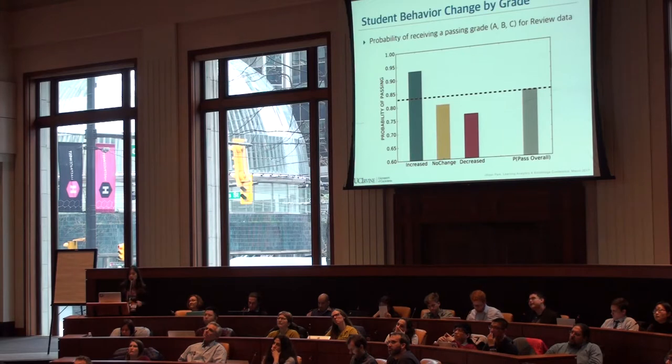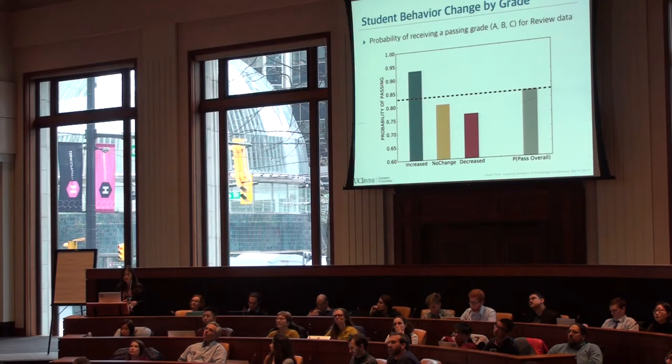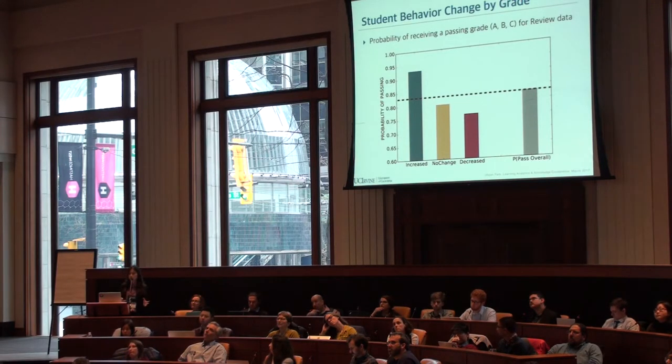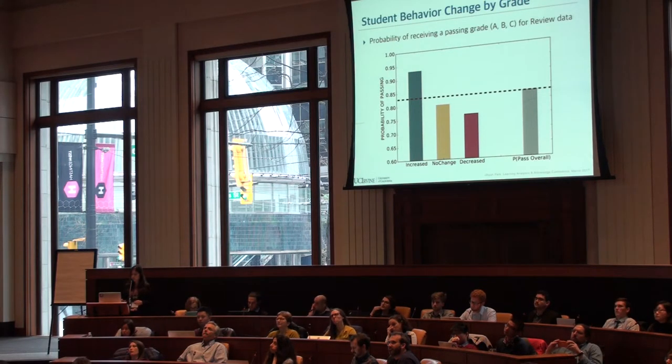And not just focusing on how to explain better about individual students' behavior, we try to provide some external validity of our methodology, and that leads to looking at the course outcomes. The gray bar on the right side is the probability of getting a passing grade, which is A, B, or C, and that's about 0.83. And the three bars on the left side are the probabilities of getting a passing grade given that the student is in the increased group, no change group, and decreased group.